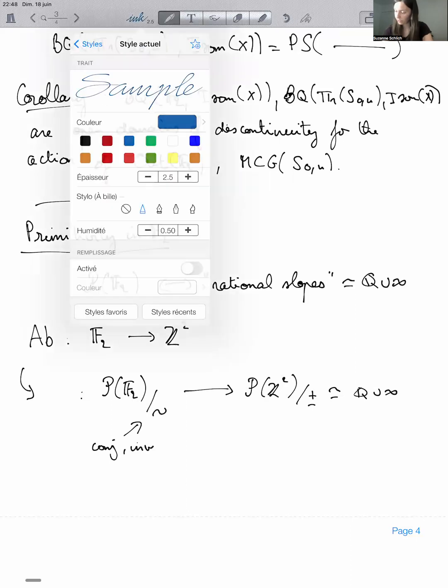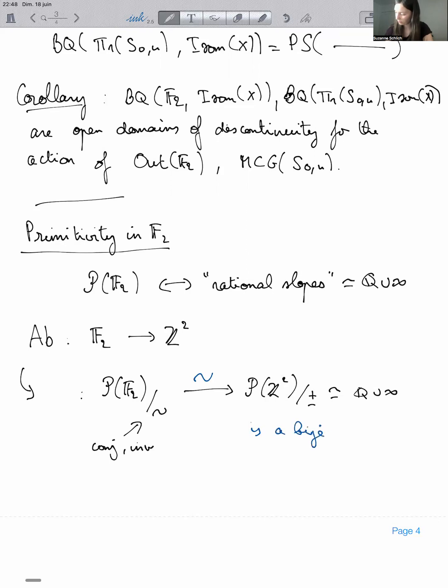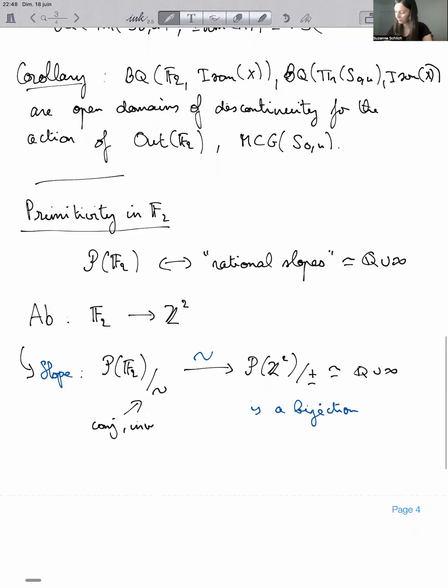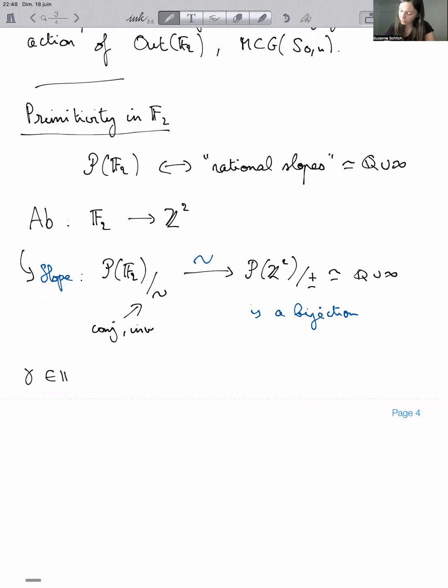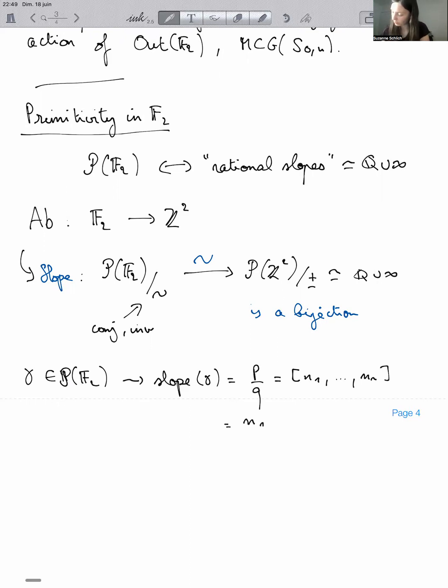Okay, so this map, in fact, is a bijection. And this is what we will call the slope of a primitive element. So whenever we have a primitive element, we can associate to it its slope, which is a rational number. And recall that every rational number can be decomposed into its continued fraction expansion. So this is n1 plus 1 over n2 plus 1 over etc., until 1 over nr. So r is what we call the depth of the continued fraction expansion of the rational. And so we will use this continued fraction expansion.